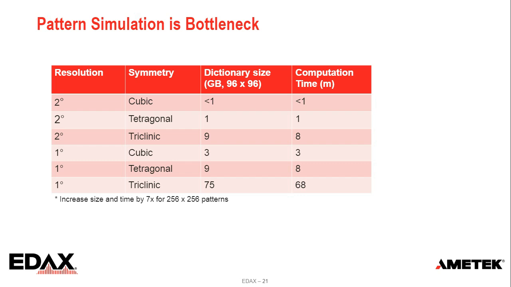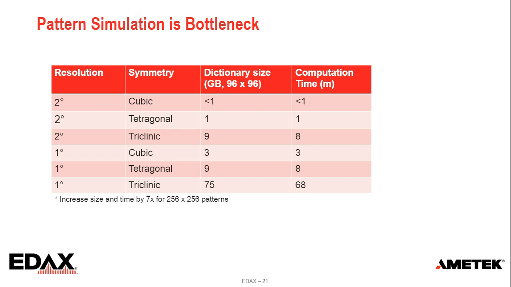So if you have something like 256 squared, multiply everything by 7, and you can see that especially for low symmetry materials, both the size of the dictionary and the time that it takes to calculate becomes very computationally expensive. And the other thing is, if you, for example, update your pattern center, you have to regenerate the whole dictionary. So it would be nice if we could do this faster.